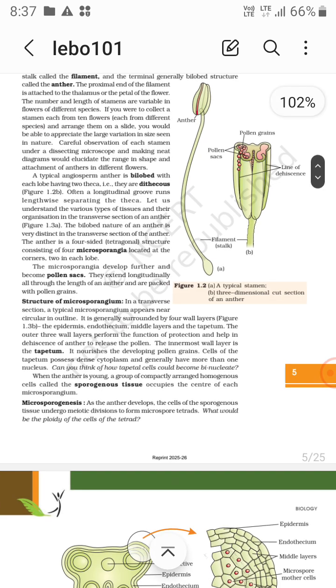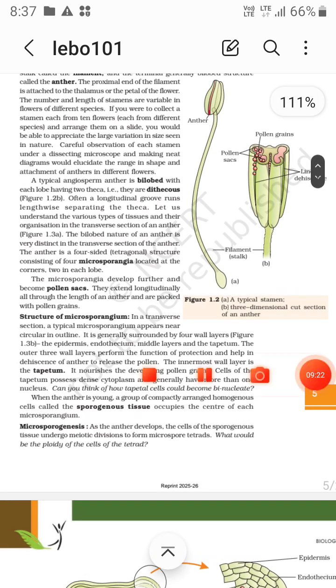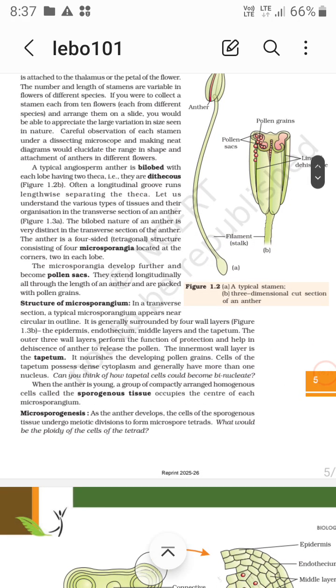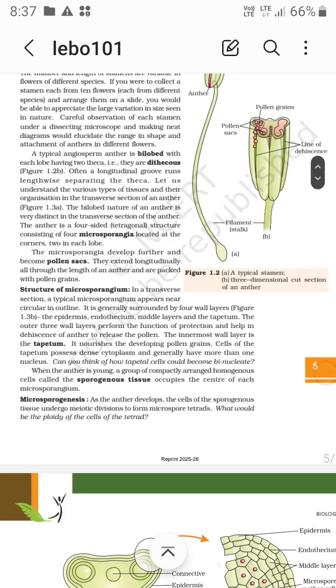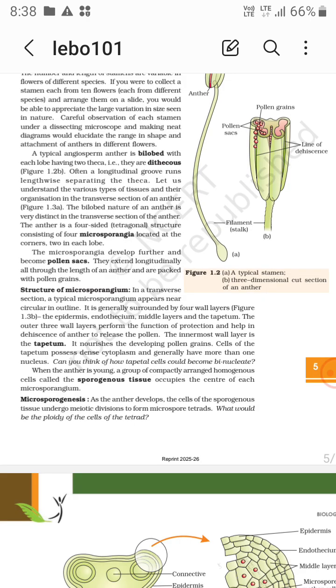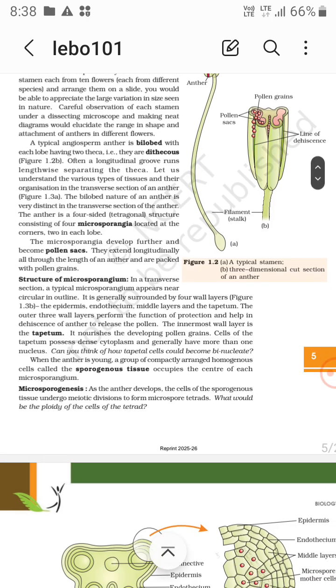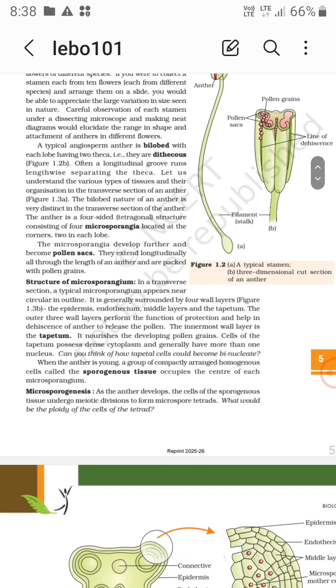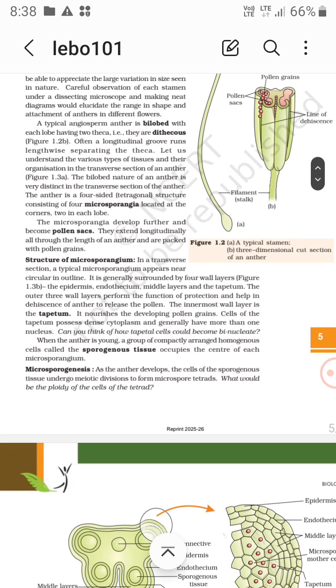This tapetum nourishes the developing pollen grain. The cells of the tapetum possess dense cytoplasm and generally have more than one nucleus. Can you think of how tapetal cells could become binucleated? It is because of a lack of cytokinesis, so polyploidy is present.